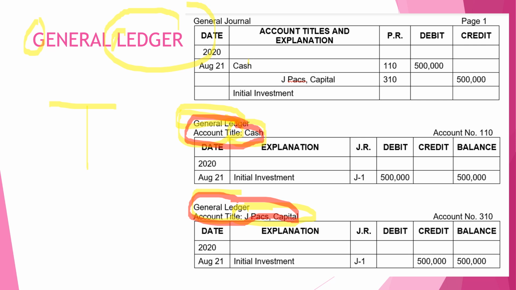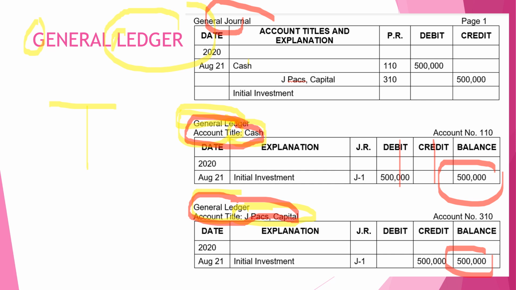The reference identifies the page number of the general or the special journal from which the information was taken. The debit and the credit columns are used in recording the amount of transaction from the general journal or special journal. So this is your general journal. You cannot post a general ledger without the general journal. What else? You can have here the balance.